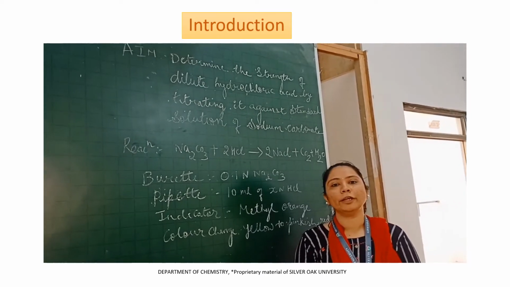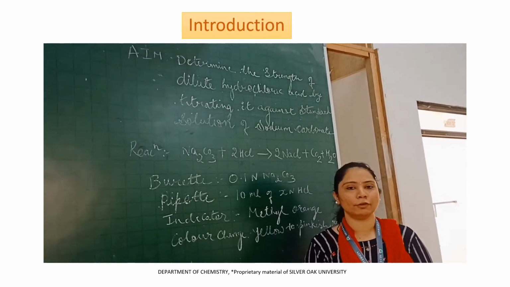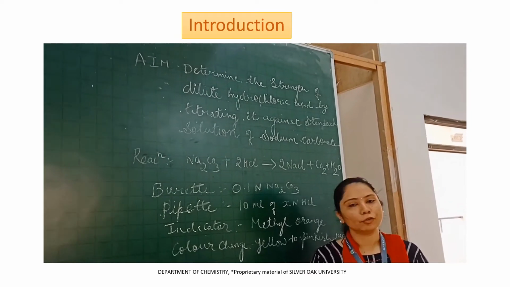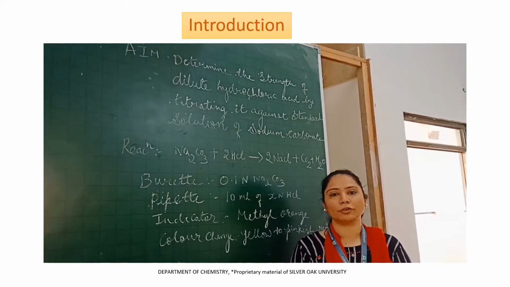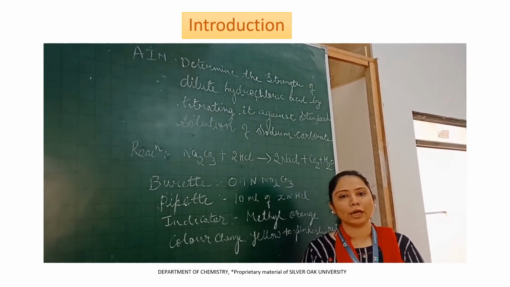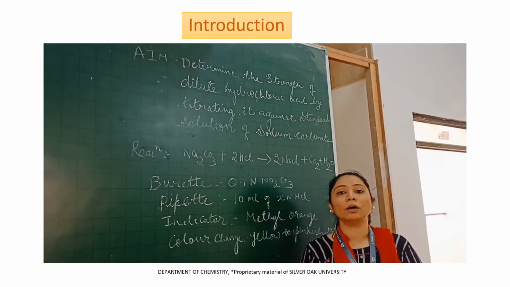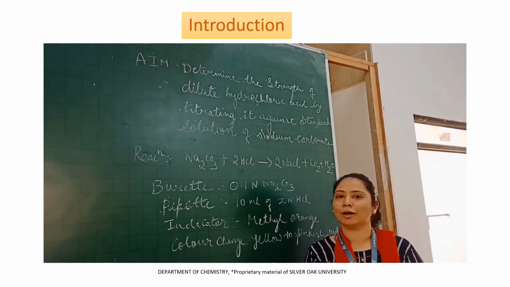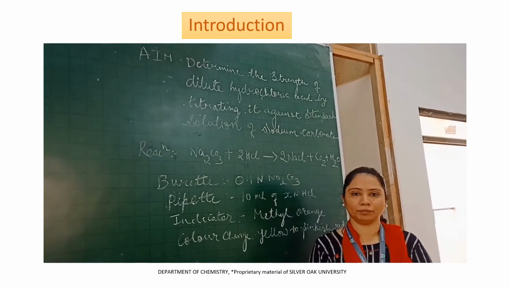Here we know the concentration of sodium carbonate. So with the known concentration of sodium carbonate, we are going to find out the unknown concentration of hydrochloric acid.